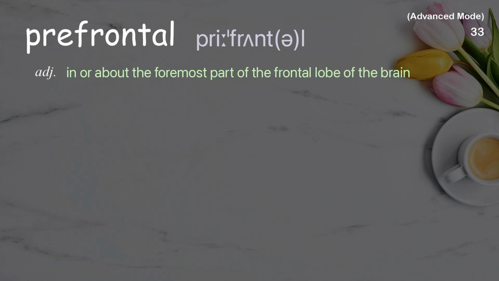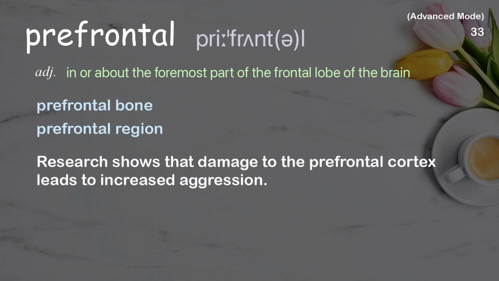Prefrontal. In or about the foremost part of the frontal lobe of the brain. Examples: prefrontal bone, prefrontal region. Research shows that damage to the prefrontal cortex leads to increased aggression.